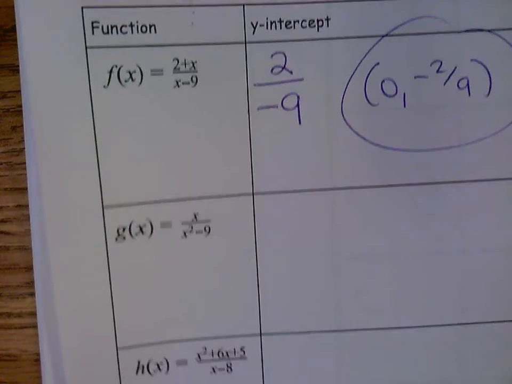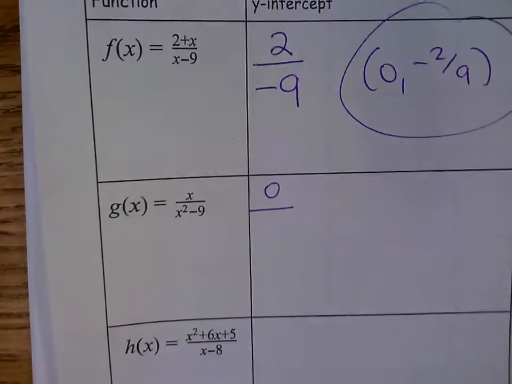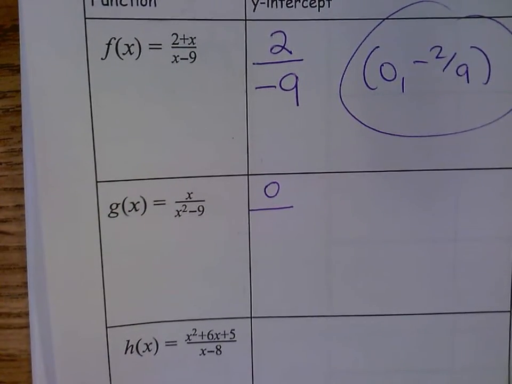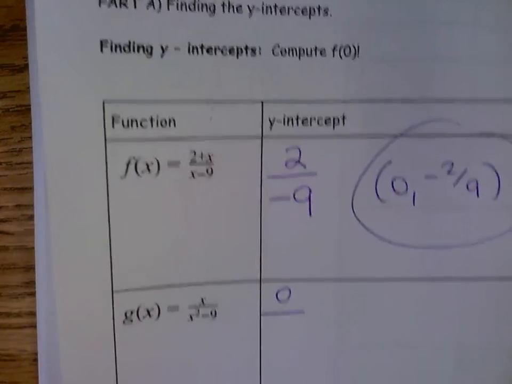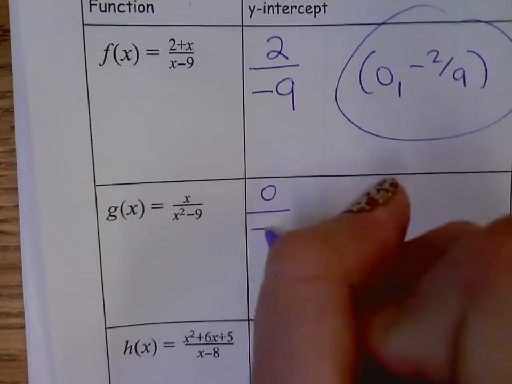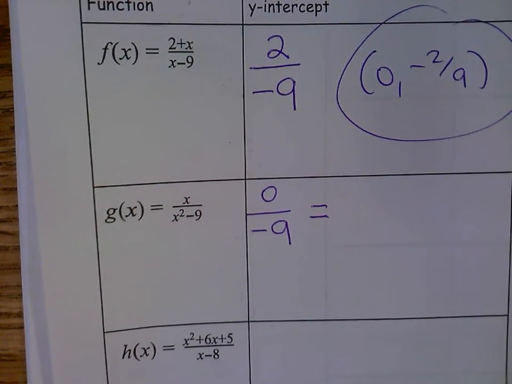What happens in g of x? I get 0 in the numerator. This is page 204. You see where I am? Page 204. I get negative 9 in the denominator. What is 0 divided by negative 9?